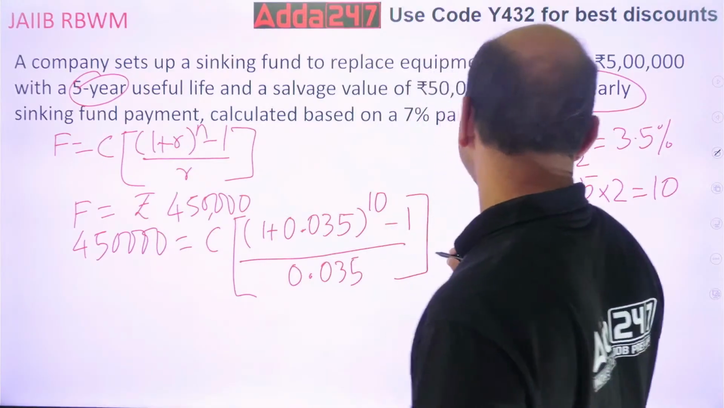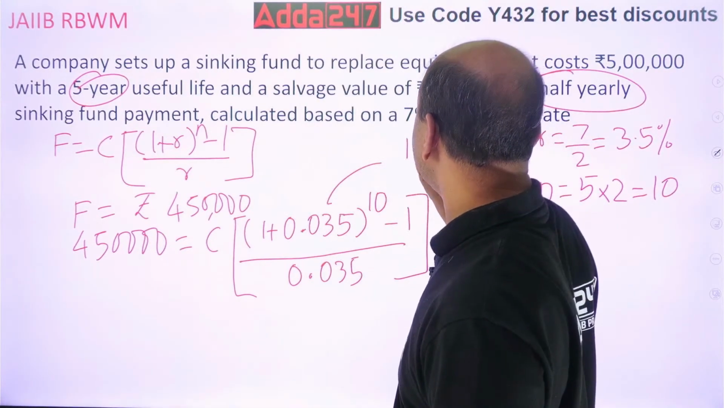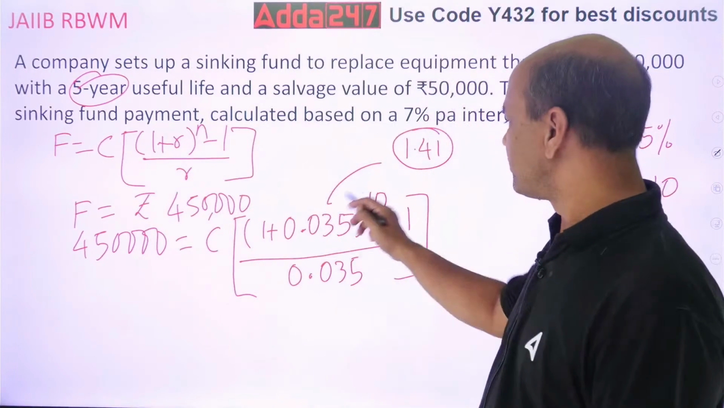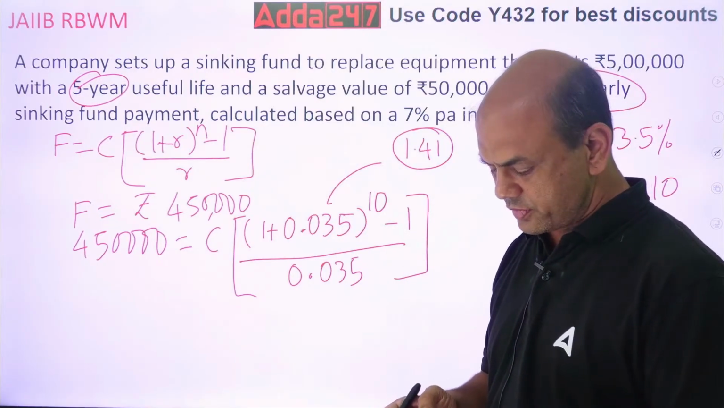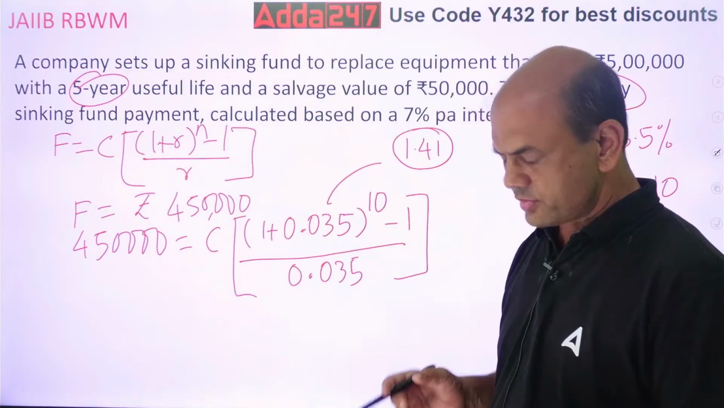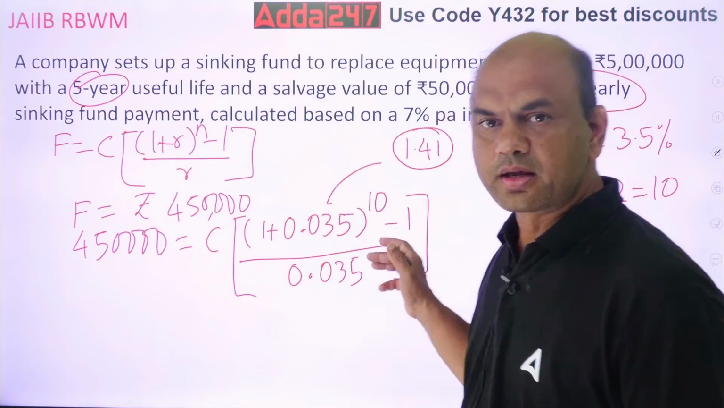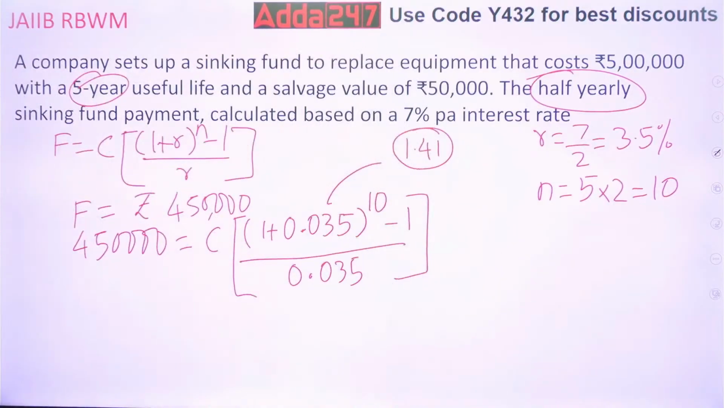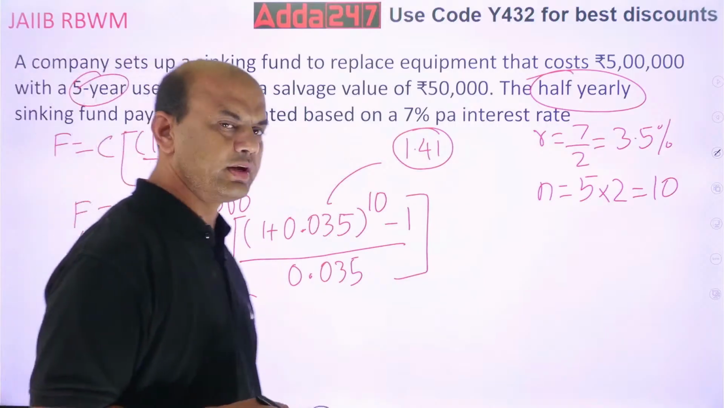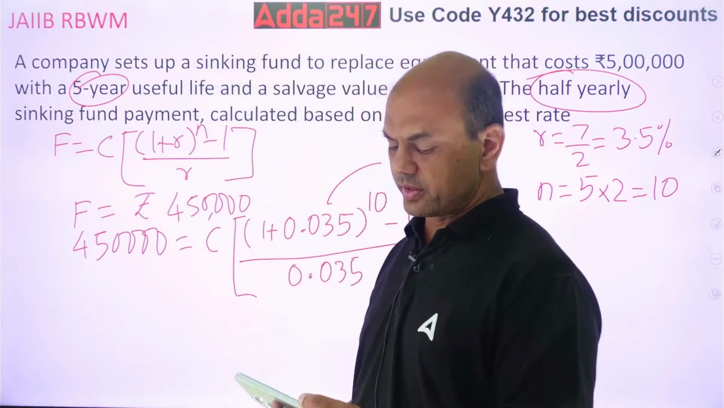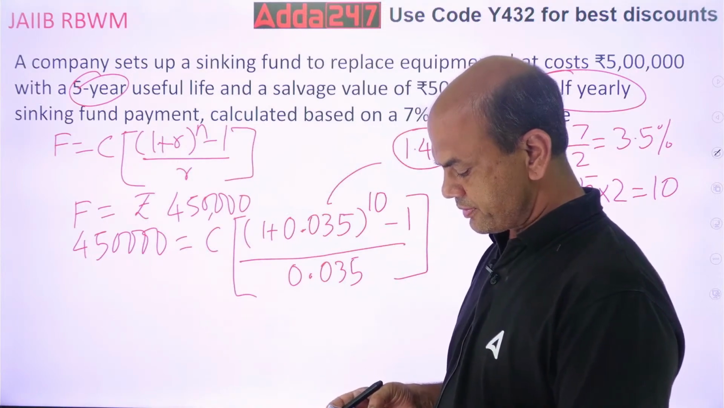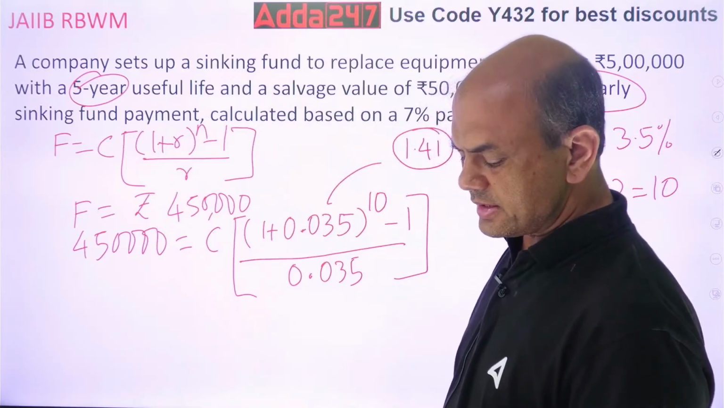So this answer is, I'll write it here, 1.41. This is your answer. Now solve this. 1.41 minus 1. So that becomes 0.41. This 0.41 you divide by 0.035 now. So what are you getting? Divided by 0.035.